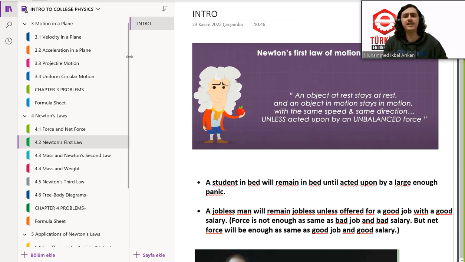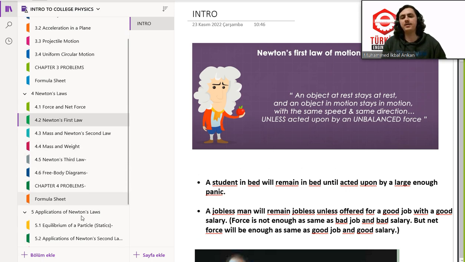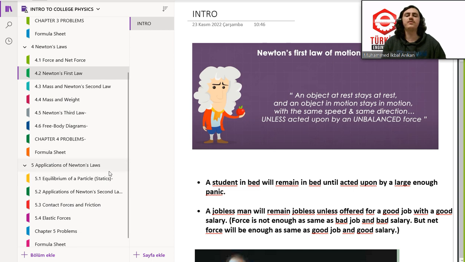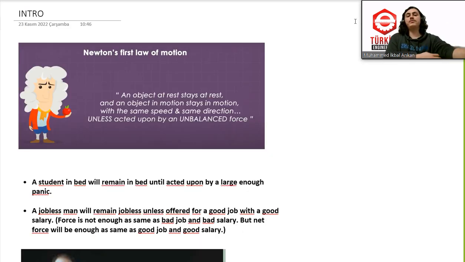Actually, the understanding of the laws of motion is not too complicated, but the applications of these laws in some problems, in inclined planes, in different cases, will sometimes be difficult. So chapter 4 will be easy. Then when we move to chapter 5, which is applications of Newton's laws, we will see some different and difficult problems, but we will handle them. So let's talk about the laws of motion.